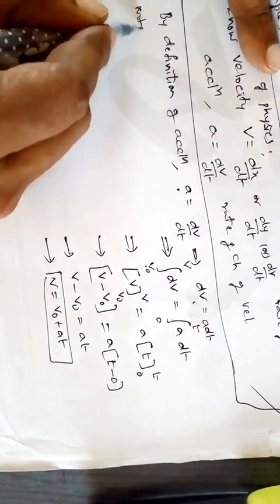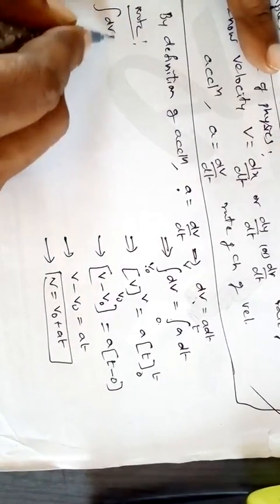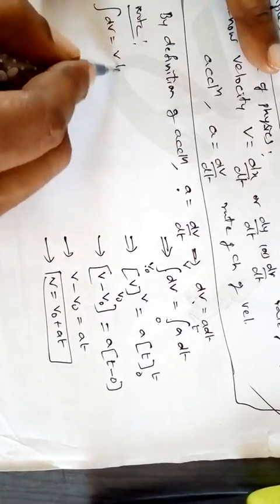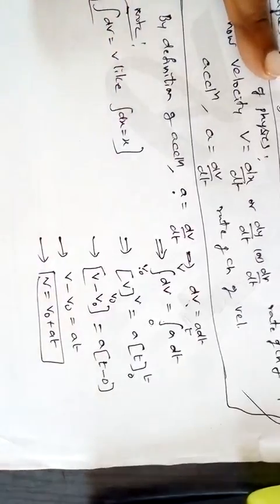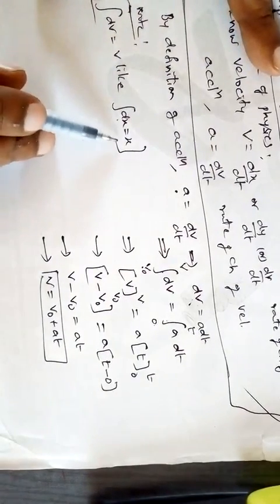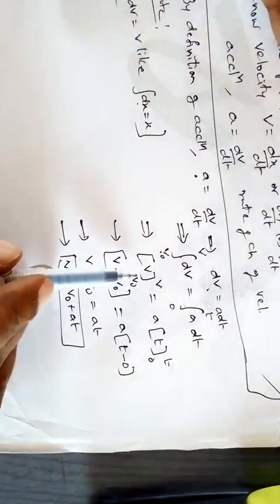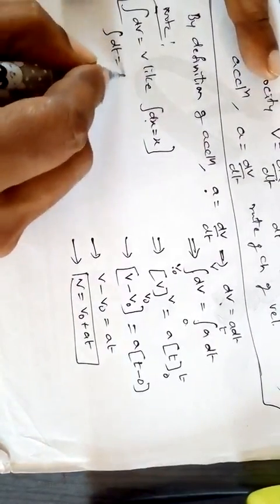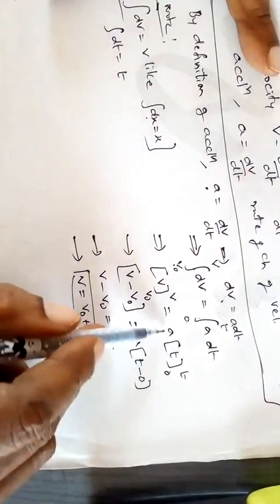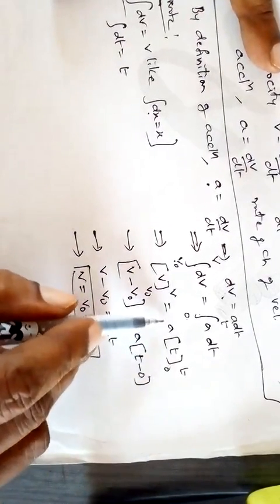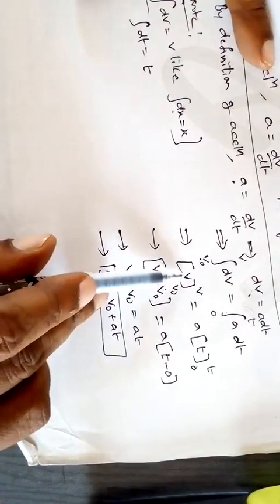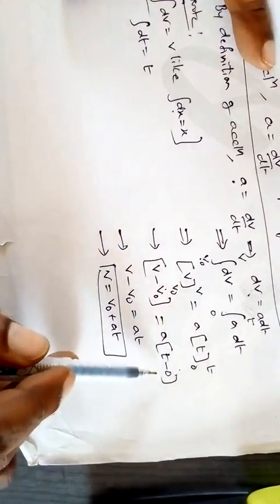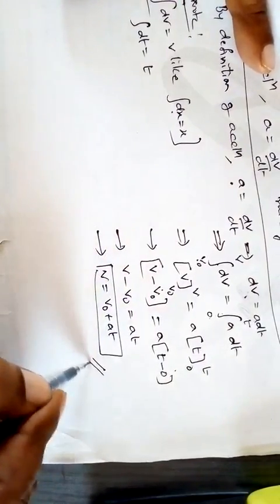Okay, here note. Integral dv is equal to v, like integral dx equals x. Integral dv is v. Similarly, integral dt is equal to t. Here a is not a function of time, that's why with this a there is no time, that's why we cannot integrate this one. Substitute upper limit minus lower limit. Similarly, here also upper limit minus lower limit. Then simplify, you are getting this equation. This is the first equation of motion.